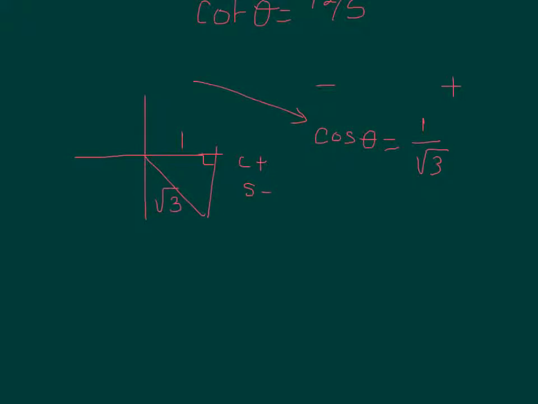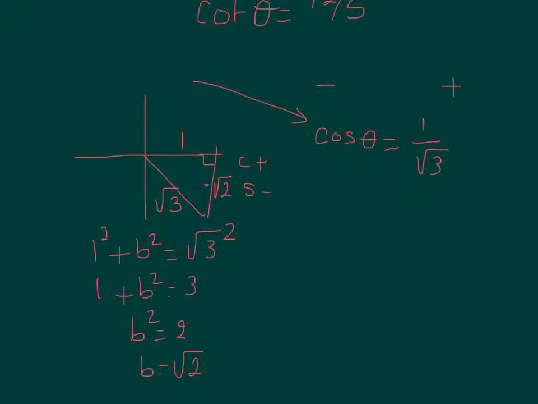If you do Pythagorean, that means 1 squared plus b squared equals the square root of 3 squared, so 1 plus b squared equals 3. That means b squared equals 2 and b equals square root of 2. That's going to be the opposite side right here, which is negative square root of 2.